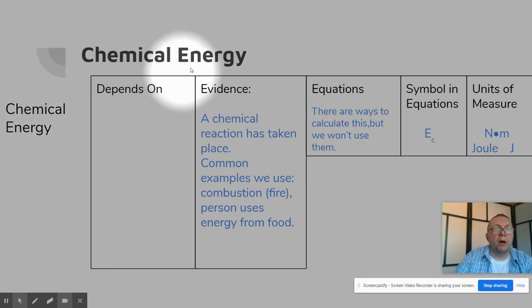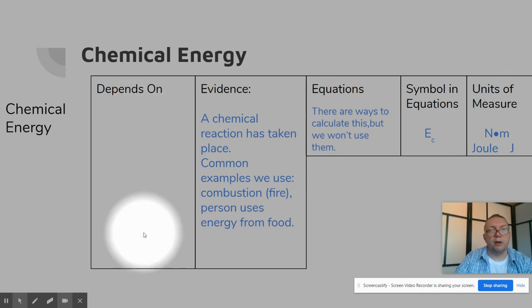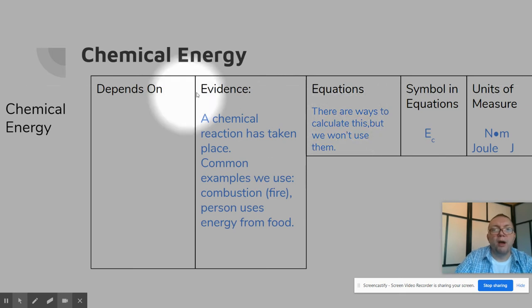Chemical energy depends on a variety of things. The chemicals that we have, bonds present, all sorts of different things. We're not going to worry about that here. There are, again, definitely ways to calculate it. Chemistry that uses that.